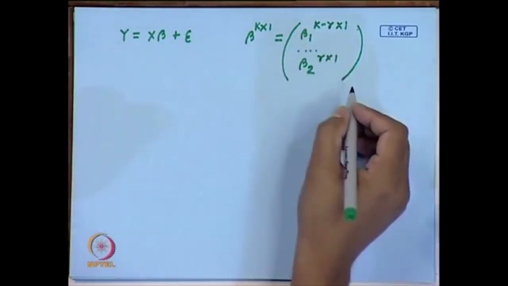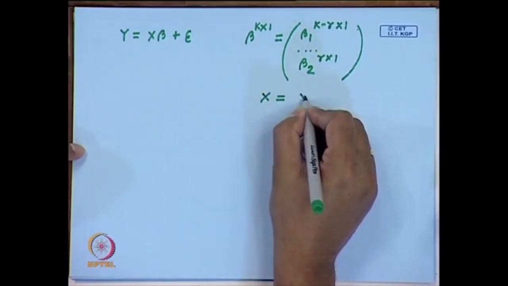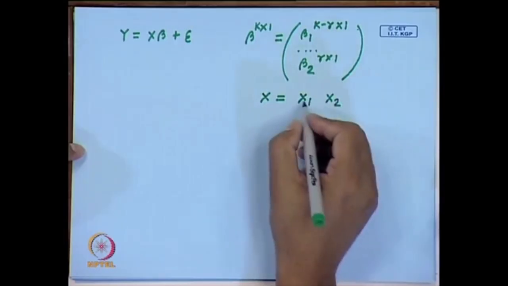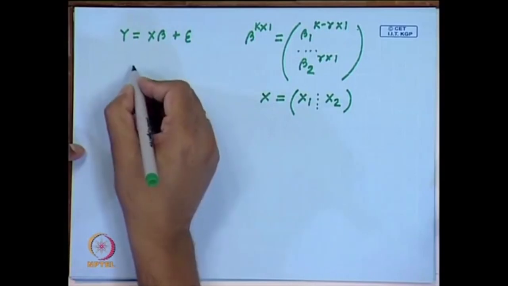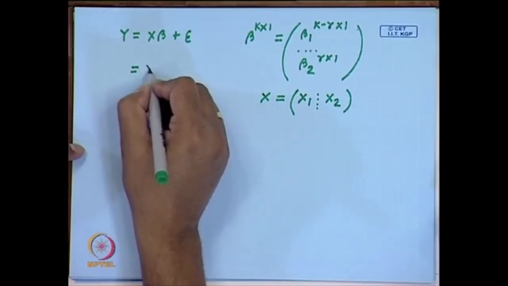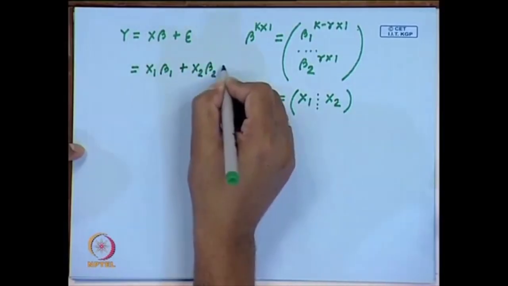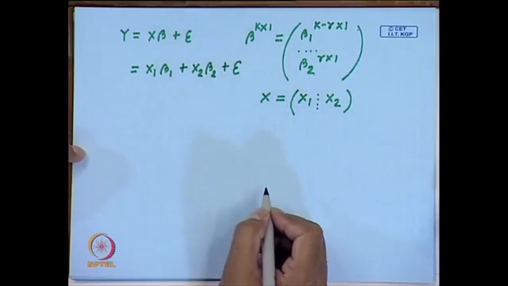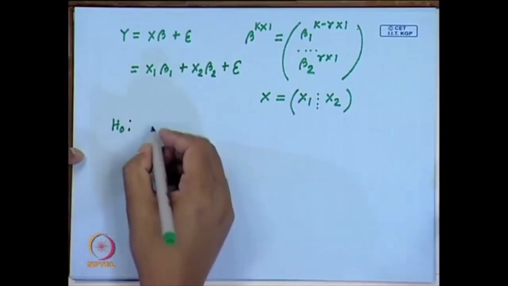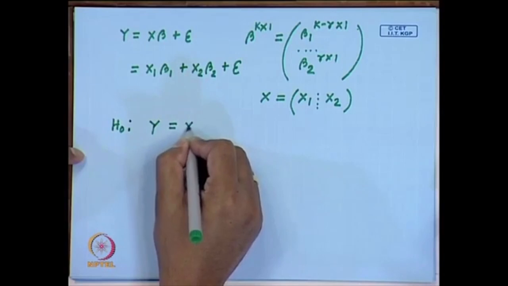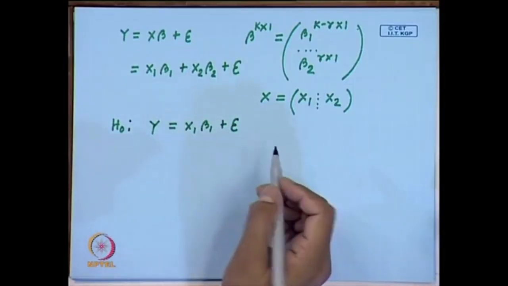Okay. Using this partition, similarly we can divide the matrix X also. X can be also partitioned into X 1, X 2, and then you can write this model as X 1 beta 1 plus X 2 beta 2 plus epsilon. Okay. And the hypothesis you want to test is that you think that y equal to X 1 beta 1 plus epsilon is enough for y.